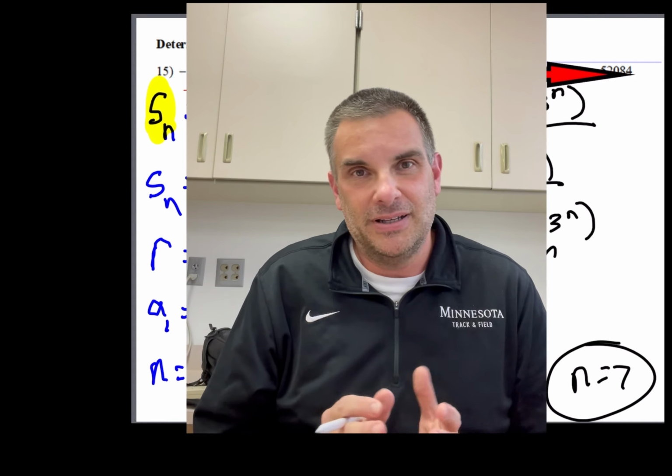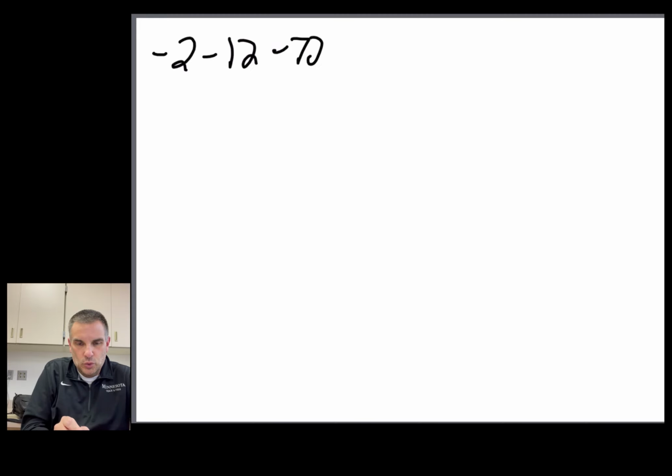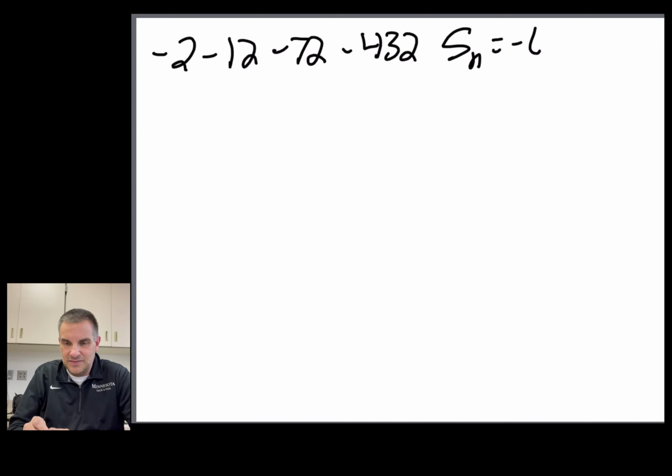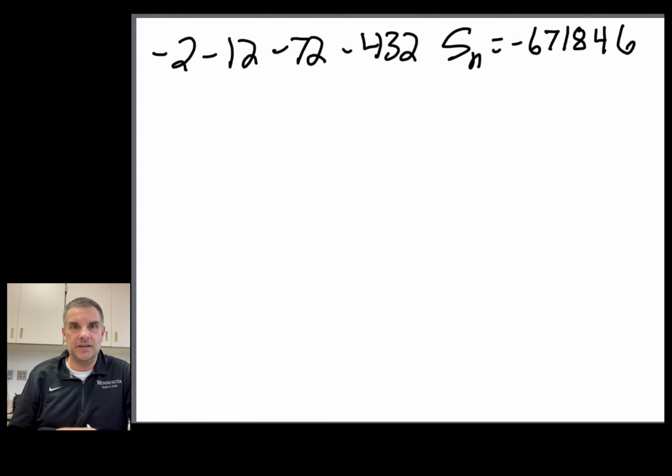Okay? Sorry, got excited. All right, let's look at one more of these, because I think these are quite difficult, so we should probably know how to do them. So we've got negative 2, minus 12, minus 72, minus 432. And my S of n value, because we want to make it fun, is negative 671,846. We're going to find the n value of this, okay?